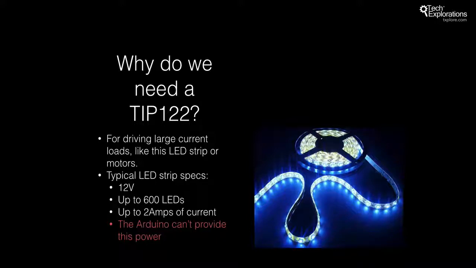Now focusing on the LED strip, a typical one requires 12 volts of operation, which is much higher than the 5 volts that the Arduino can provide. It can contain up to 600 LEDs in series, which could draw up to 2 or maybe sometimes even more amps of current at those 12 volts. So the Arduino can't provide this power. We need to use some external power, specifically for the LED strip, and then the Arduino to send out the instructions. That happens via the TIP122 transistor in this example.